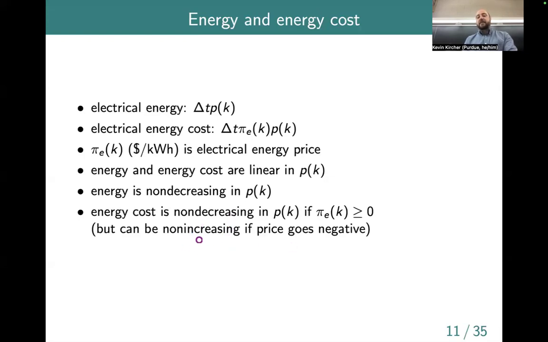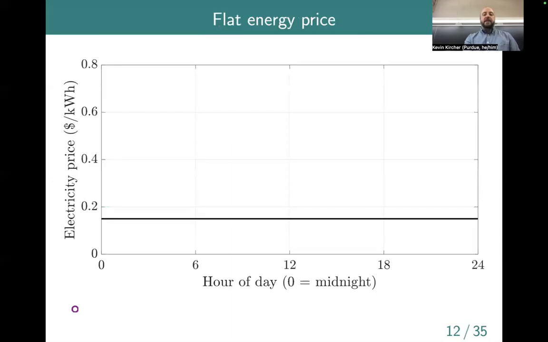And then this function of P, this affine function of P that gives the energy cost, would be a non-increasing function rather than non-decreasing function, because the sign of the multiplier here would flip. Okay, so what does that look like?